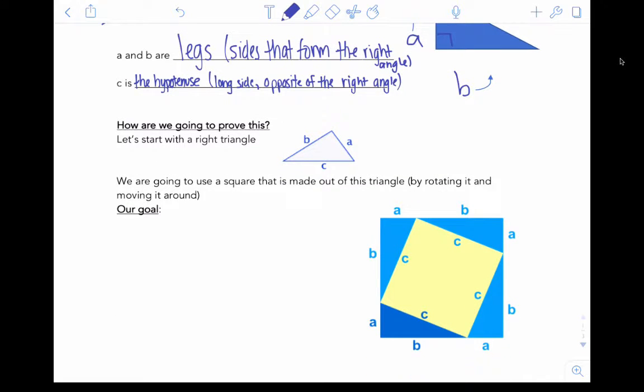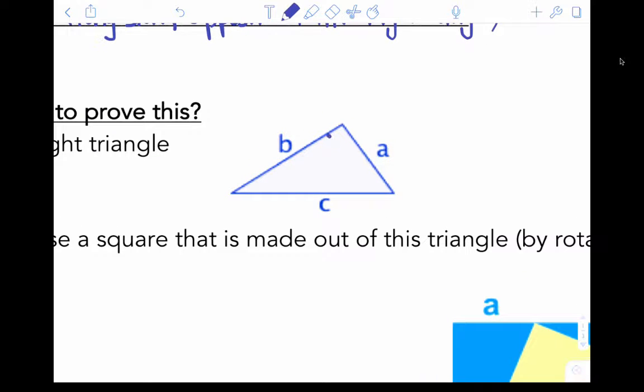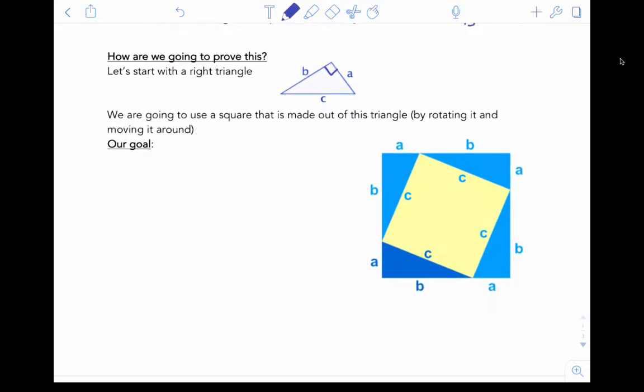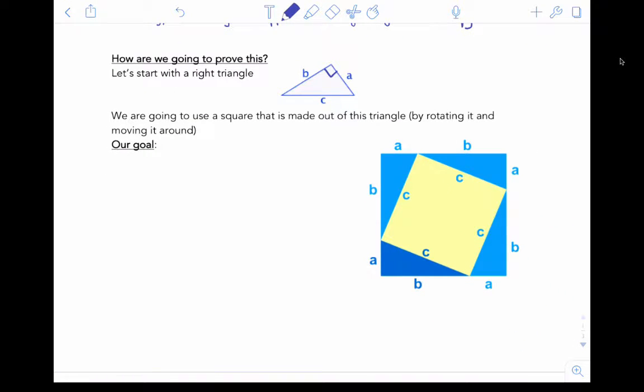So to prove this, we're going to start with a right triangle, and that right angle is right here. We're going to take that right triangle and we're going to set it down and we're going to rotate it around until we create a square. And then that creates a smaller square inside of it also. Notice that this is the same diagram that we drew in class yesterday.